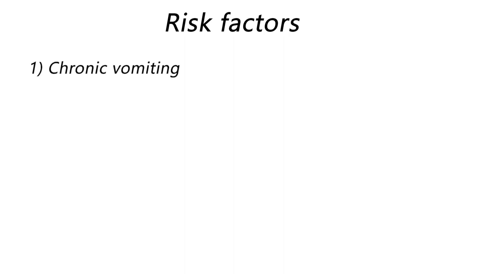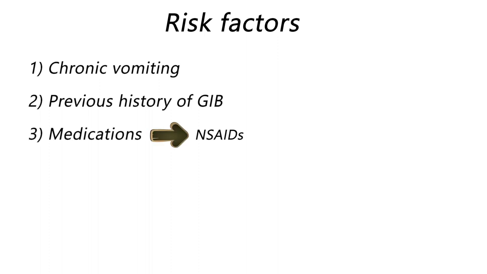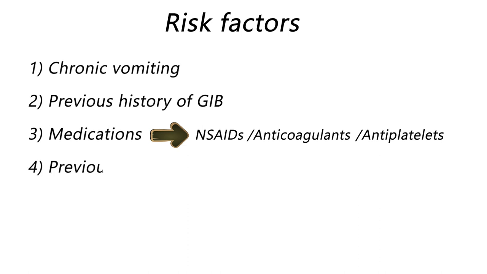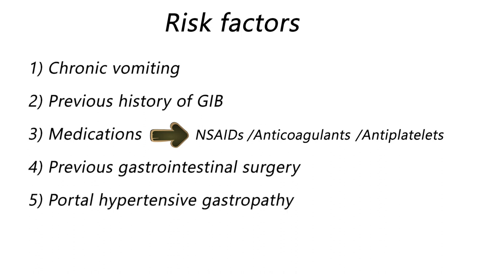Some patients are at high risk of GI bleeding. Here are some of the important risk factors. Chronic vomiting and previous history of GI bleeding. Up to 60% of patients with a history of GI bleeding are bleeding from the same lesion. Some medications like non-steroidal anti-inflammatory drugs, such as aspirin, ibuprofen, and mefenamic acid, anticoagulants, and antiplatelet agents like clopidogrel increase the risk of GI bleeding. Other risk factors are gastrointestinal surgery, and portal hypertensive gastropathy in patients with a history of liver disease or alcohol abuse.